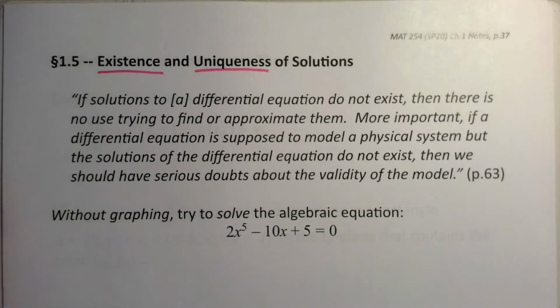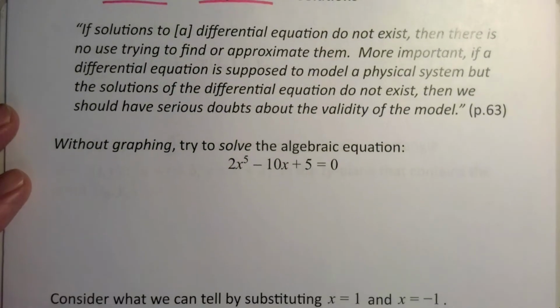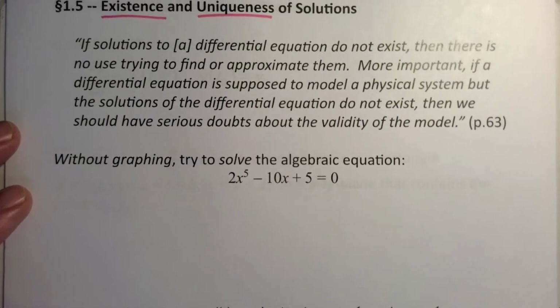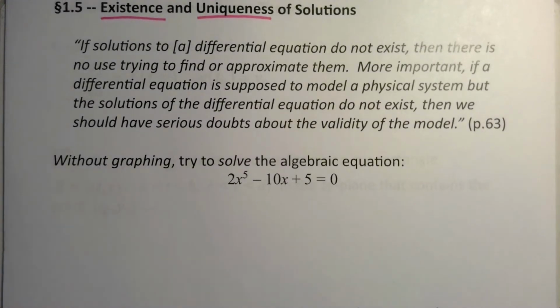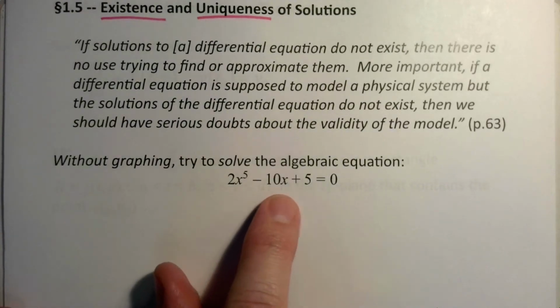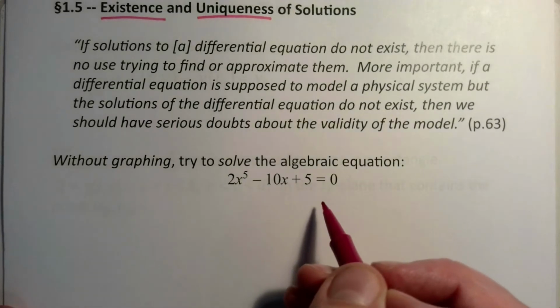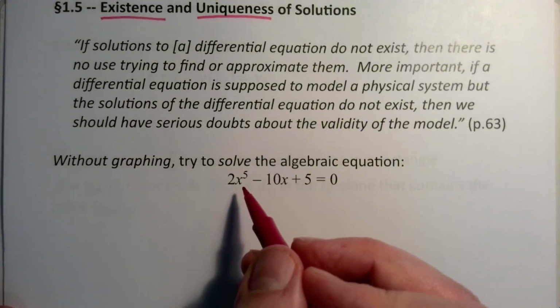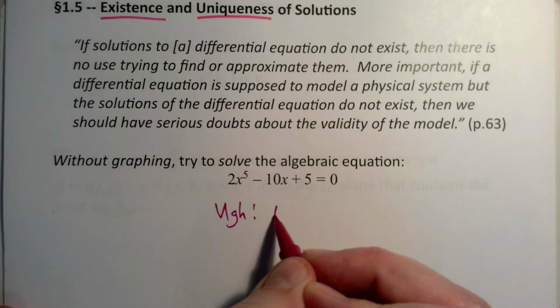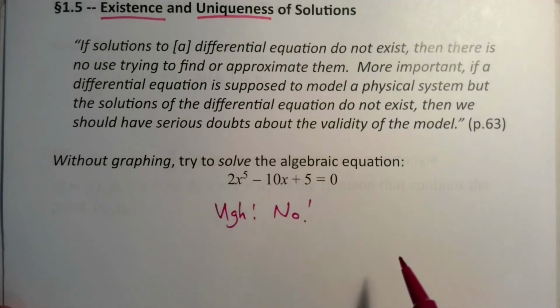So we're going to take a look at this example right here, which says, without graphing, try to figure out what the solutions are to this polynomial equation. So we've got 2x to the fifth minus 10x plus 5 equals 0. Now you may know some algebraic trickery to be able to solve this, but most of us look at this and say, ugh, it's more than a cubic. Most of us just don't even think that it's worthwhile.